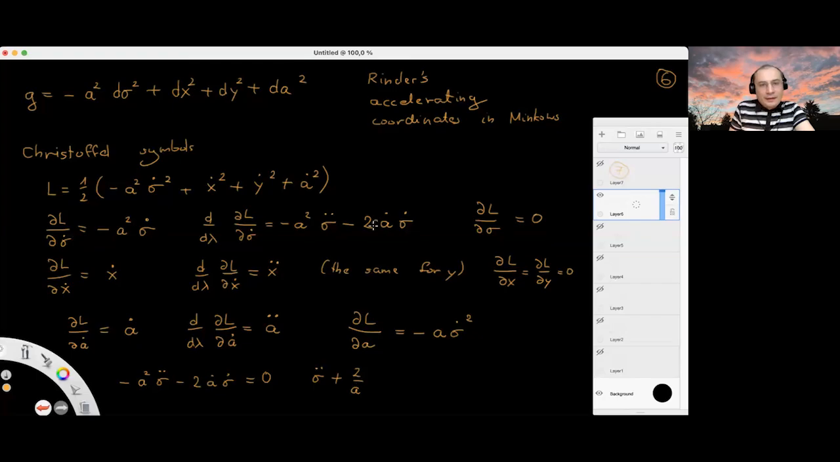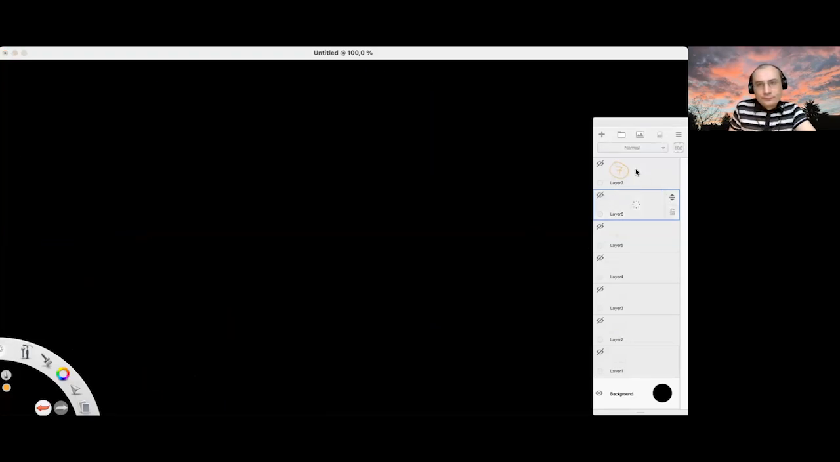Sorry, there is an A here. I forgot about this A. If we differentiate that, we get 2A dot. So there is an A here. It's good that I've got my notes over here. There's an A here, and here we get 2 over A, A dot sigma dot equals 0. That's the first equation. Then we go to the second one.